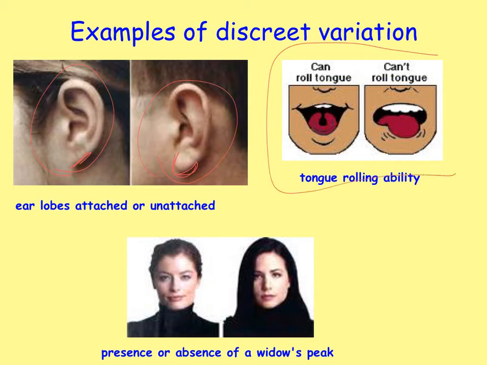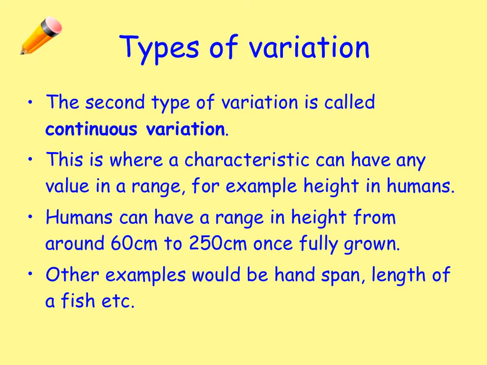Or you are a tongue roller, so you can either roll your tongue or you can't roll your tongue. And another example over here is a widow's peak. So when we're talking about discrete variation, it's always examples of things that fall into categories or groups. The other type of variation is this one here, and it's called continuous variation.